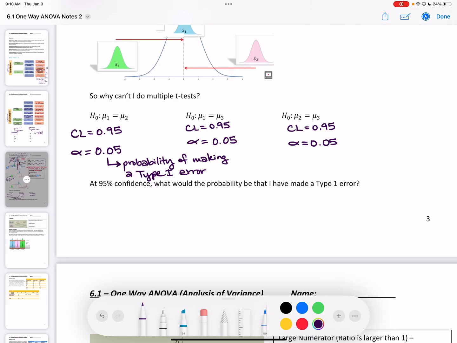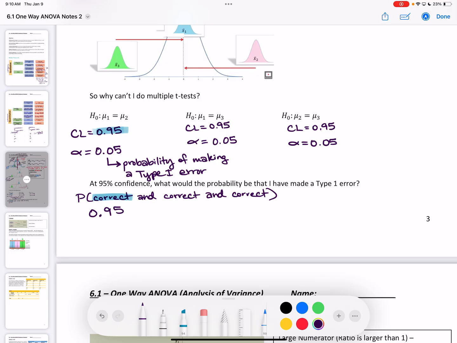So at the 95% confidence level, what would be the probability that I have made a type 1 error? Well, before I find that, let's find the probability that I don't make an error, which means I'm going to find the probability that I'm correct on the first one and I'm correct on the second one and I'm correct on the third one. Let's find that first, because in my brain that's easier. Okay? So remember, what's the probability that you're correct? That's not a type 1 error. Well, what is that? That's my confidence level.